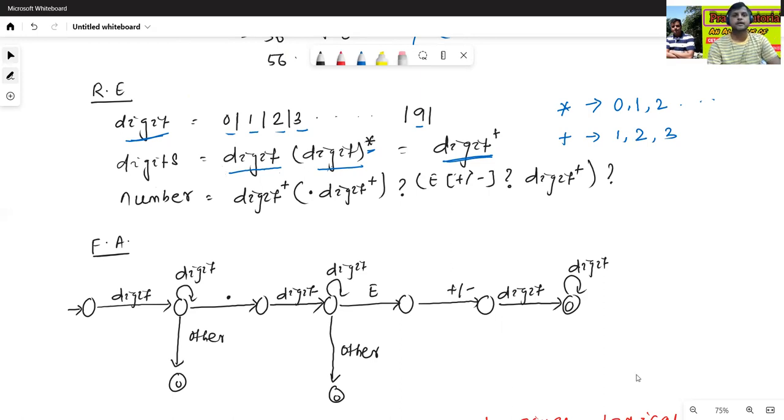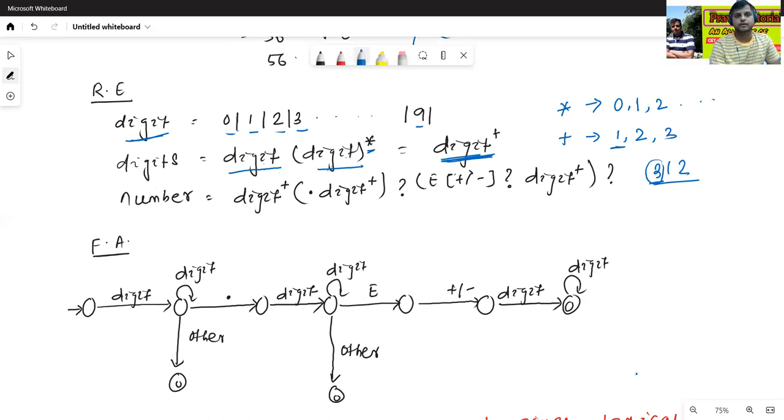So digit means in this way we can create the digit. For example, what is the meaning of digit? Digit into digit star means any combination of digit star, or we can also write digit plus. Digit plus means every number must start with a first occurrence. Digit means 0, 1, 2, 3, up to 9. Suppose I take a number like 3, this is a digit. Suppose 3, 1, 2, this is also a digit. It must contain at least one number.